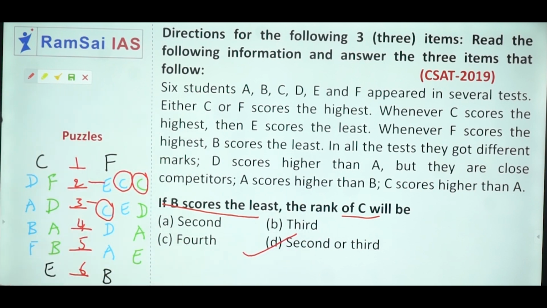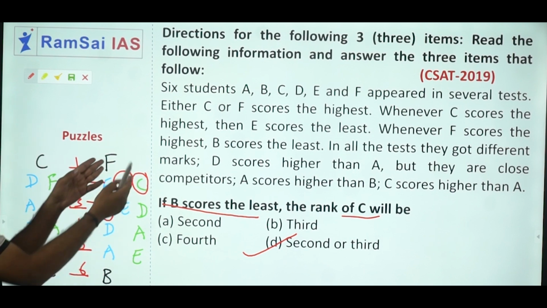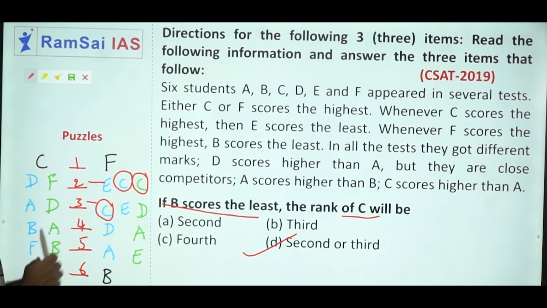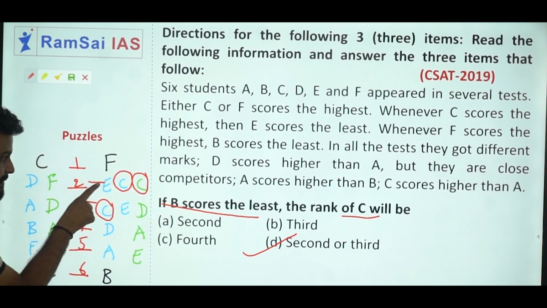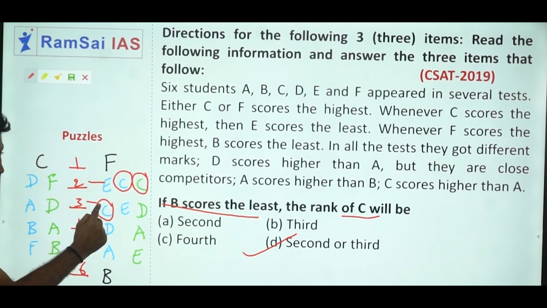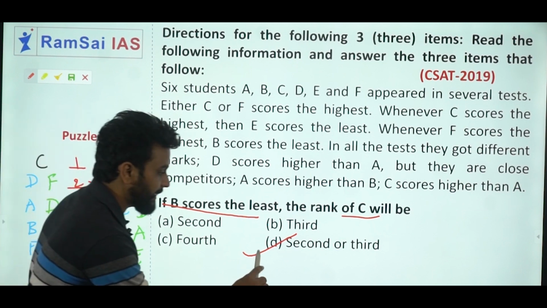So, in one case, C is in 3rd place. In 2 different cases, C is in the 2nd place. Even if you don't consider the last case, by using this case alone, C can be either in 2nd place or in 3rd place. So, I will go with option D alone.